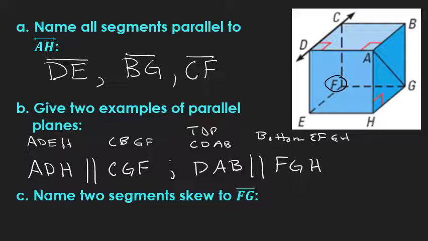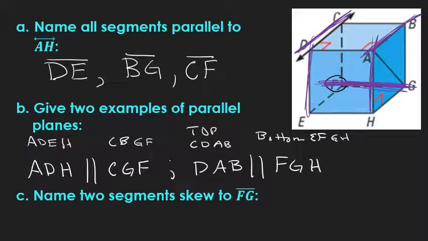All right, so example C. Name 2 segments skew to segment FG. If we look at where segment FG is on this picture, FG is this segment along the back side. So we cannot use any of the segments that are parallel to that. We need to look at segments that do not intersect but are not in the same plane. So one example might be this line up here, CD. You could use AB. You could use AH. You could use DE.